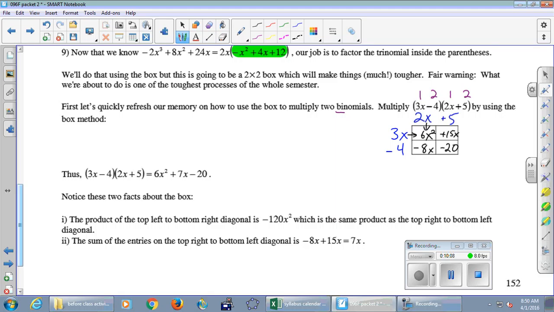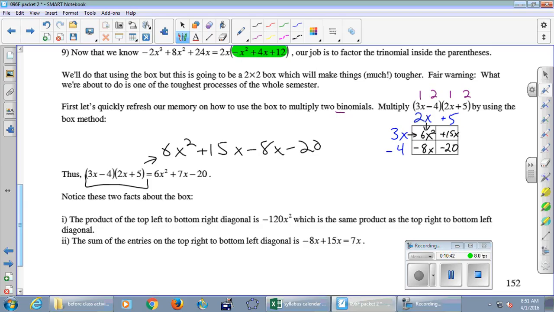How are we doing with the multiplying 2 by 2 box? It's okay. And so that means that when we multiply these 2 guys together, we get just what's in the box. So I'll just write it all out across the first row and then across the second row. And then finally just combine terms. Which terms combine? Yeah, the 15x and the minus 8x give me 7x. Okay, so that's just a refresher, how we multiply using a 2 by 2 box.